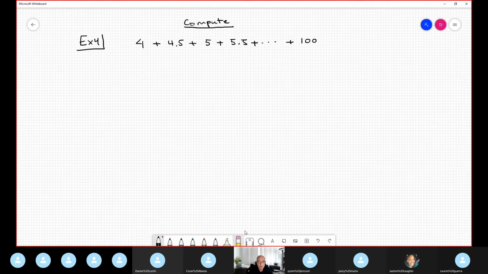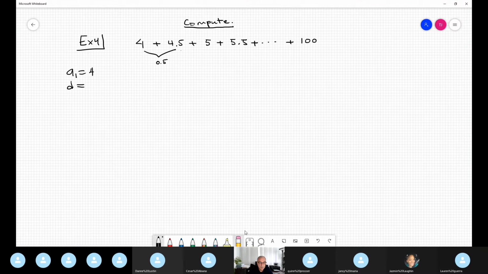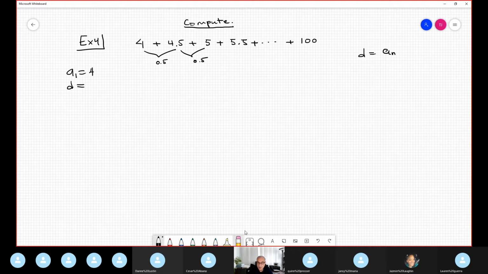Well, first of all, I need to verify whether or not it is an arithmetic sequence. Okay, it's clear that A sub 1 is 4, but the common difference is 0.5. Remember, you're subtracting in order to find the common difference: you subtract any element minus the previous. See if this is a constant, and then this is an arithmetic sequence. Otherwise, no. Let's see another example that does not satisfy that condition. So, the equation that we studied is valid only for this.